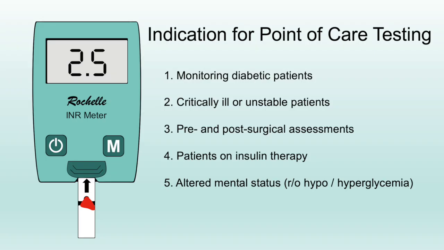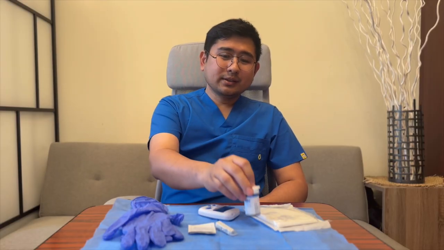So, point-of-care glucose testing is indicated for patients who are on insulin therapy or those who are in critical conditions or post-op monitoring. It is especially useful for anyone with altered mental status where you want to quickly rule out hypo or hyperglycemia. So what is the equipment needed for this testing? Of course, you need a glucometer, compatible strips, a lancing device, alcohol pads, gauze, and gloves.